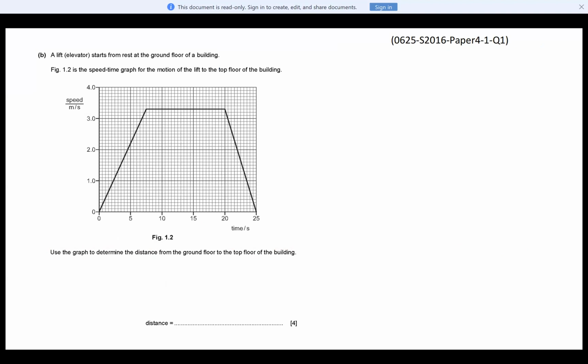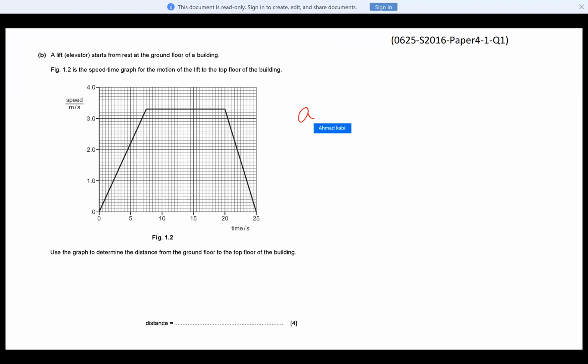A lift or elevator starts from rest at the ground floor of a building. Figure 1.2 is the speed time graph for the motion of the lift to the top floor of the building. Use the graph to determine the distance from the ground floor to the top floor of the building. So we are required to find the distance using the graph, and we have a speed time graph.